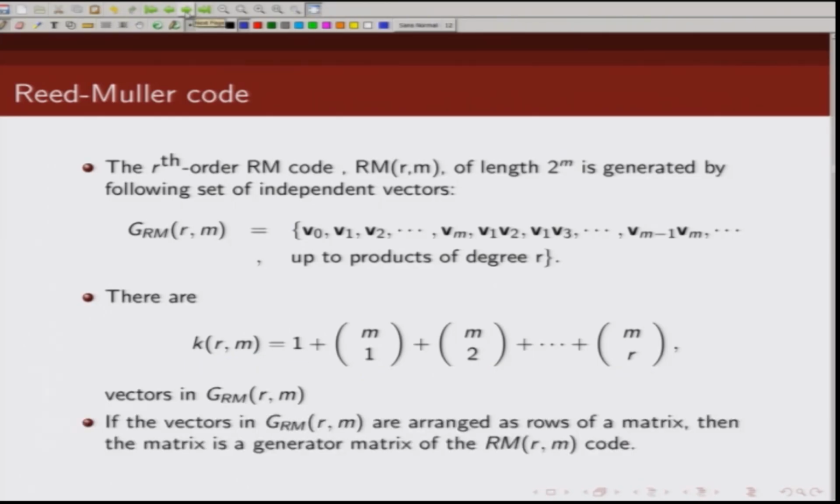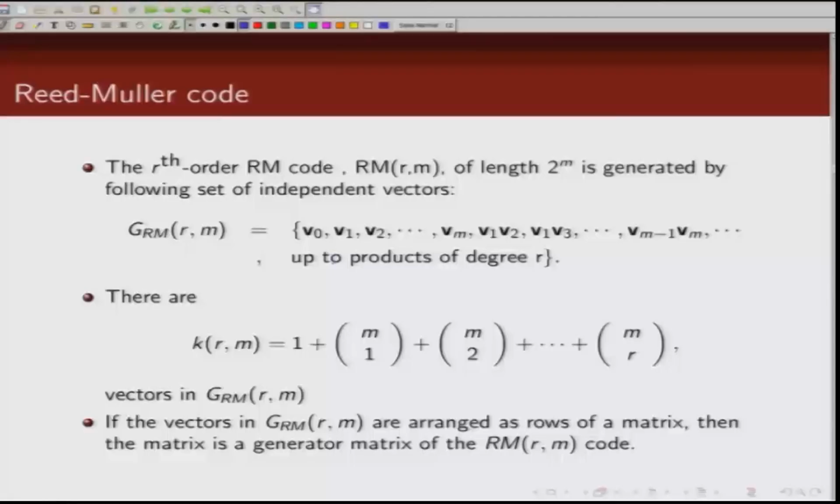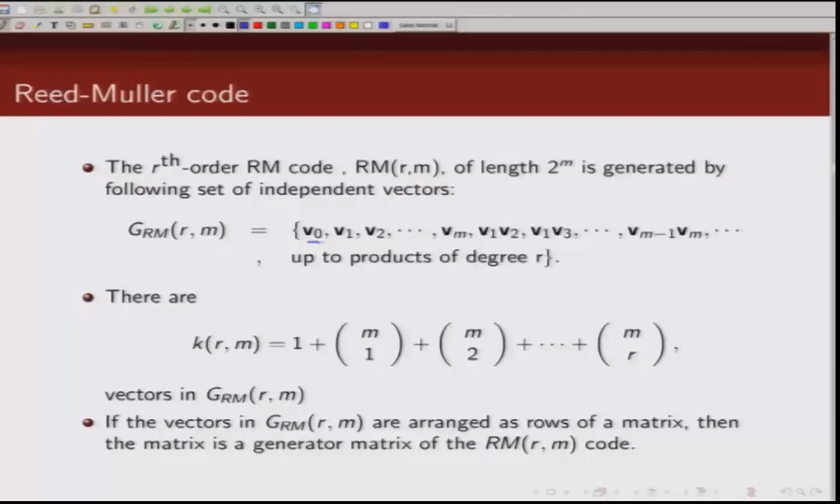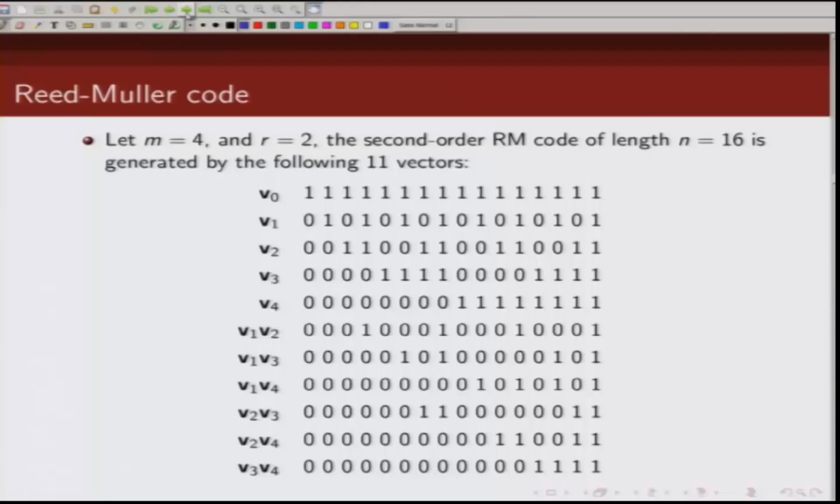Now, if we arrange these vectors V0, V1, V2 and the Boolean products up to order R as rows of a matrix, that will be our generator matrix for the Reed-Muller code, and each of these V0, Vi and their Boolean products are basically linearly independent. So, we can generate our Reed-Muller code using these V0, Vi and their Boolean products as rows of our generator matrix. So, let us illustrate this with an example.